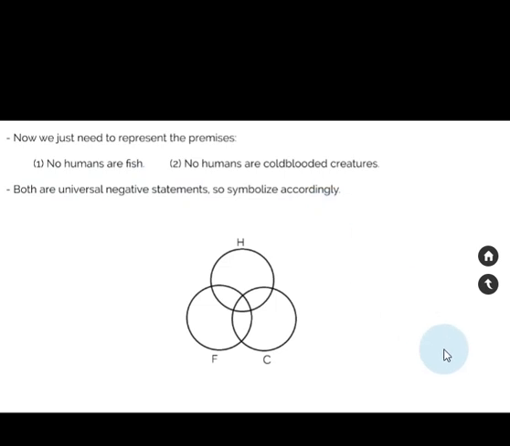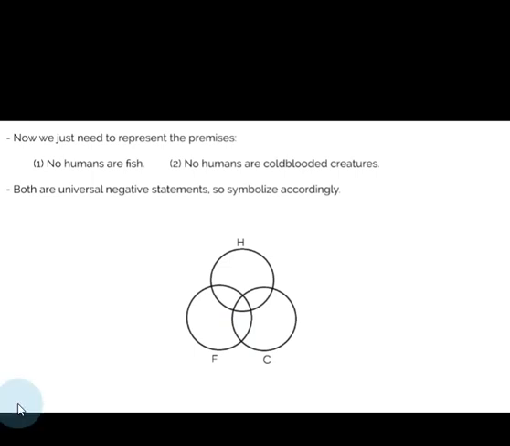So in this case, they're both universal negative. And with the universals, we're always going to use that blackout technique, right? Here we're looking at the human circle and the fish circle. Either by your own knowledge or by looking at the chart, how do you symbolize a universal negative? What you're trying to say is no humans are fish.